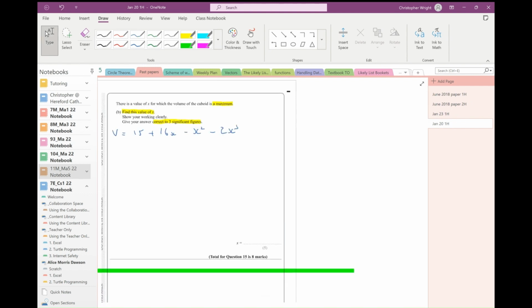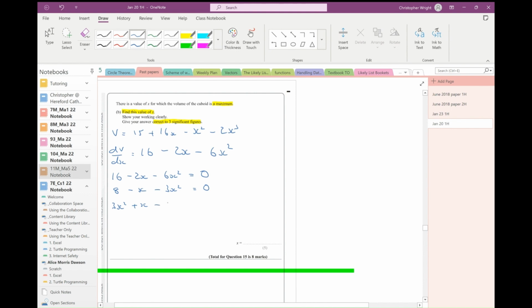Right, I need to maximize that. So I'm going to start by differentiating the expression with respect to x, which gives me 16 minus 2x minus 6x squared. Good. Right, now I have to find the maximum. So I'm going to solve this equation here. I'm going to start by dividing everything by 2. So that's going to give me 8 minus x minus 3x squared equals 0. I'm going to multiply everything by minus 1 as well and reorder it because then I find it more straightforward.